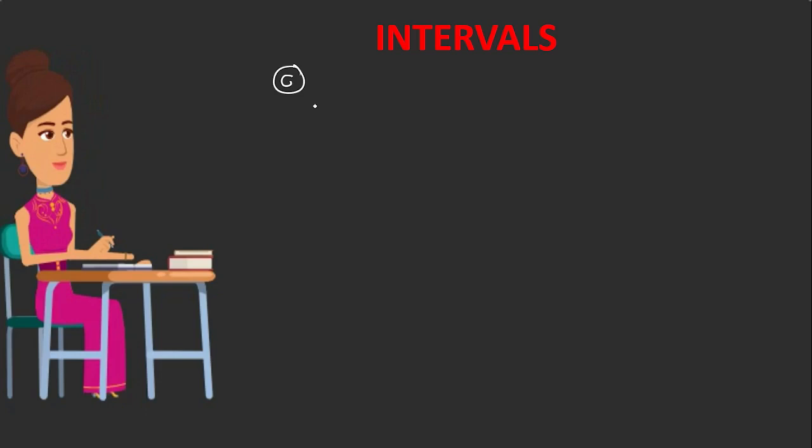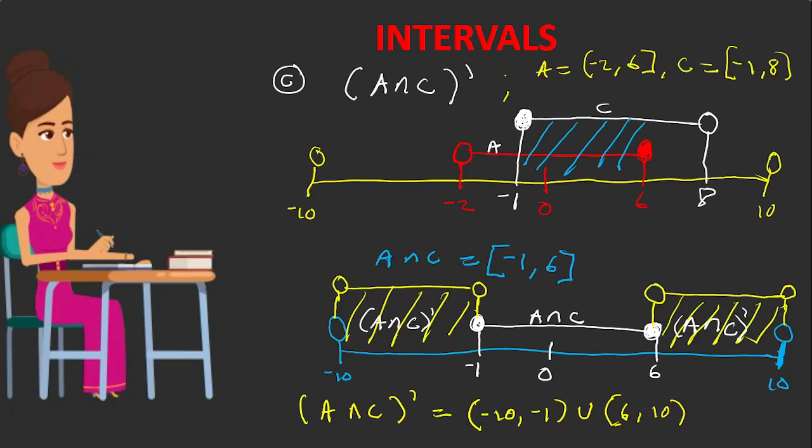For this solution, isn't negative 10 and positive 10 supposed to be part of the set? No, they are not supposed to be part of the set because they are not part of the universal set. The universal set is X, which is equal to open negative 10 comma 10 open. That's the universal set.